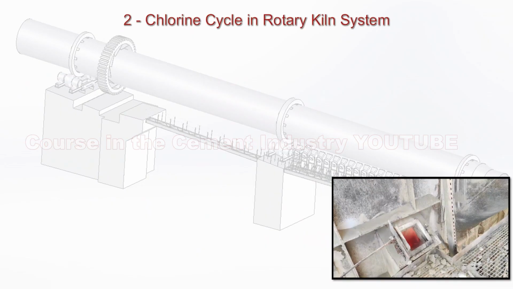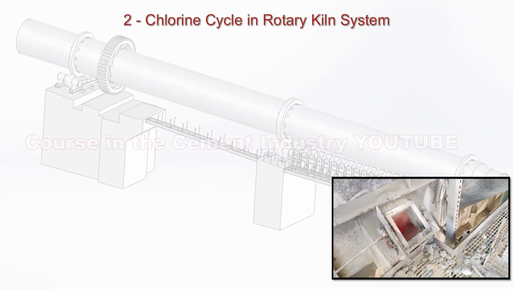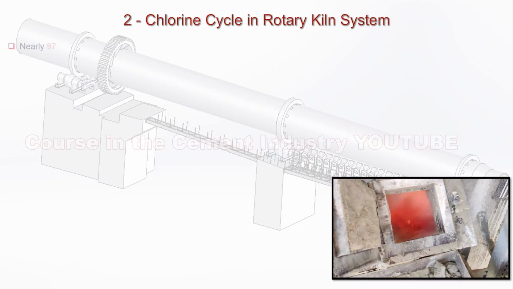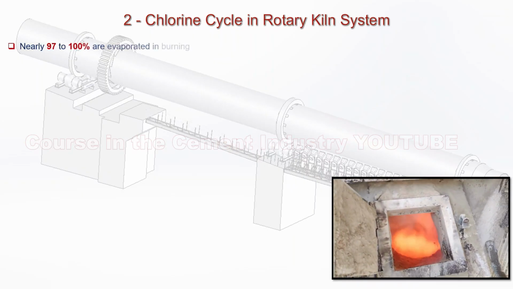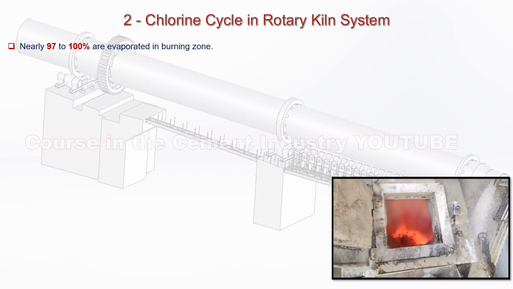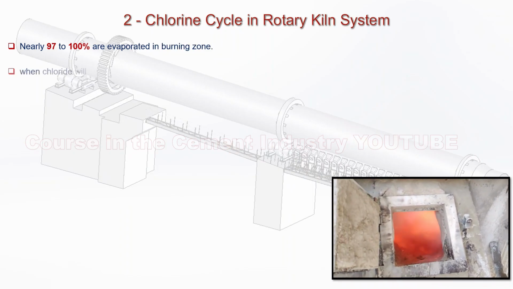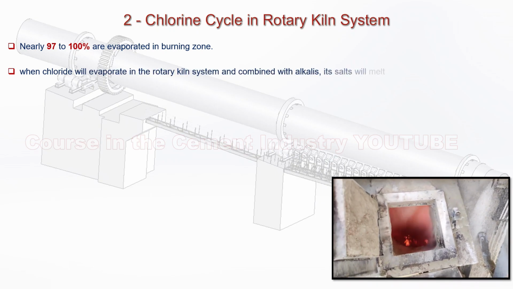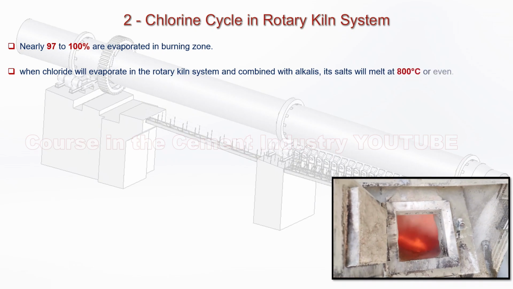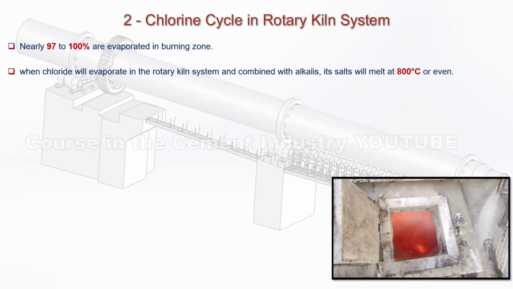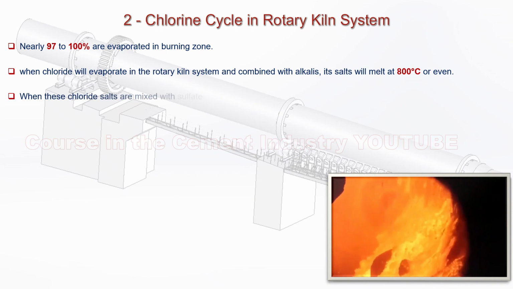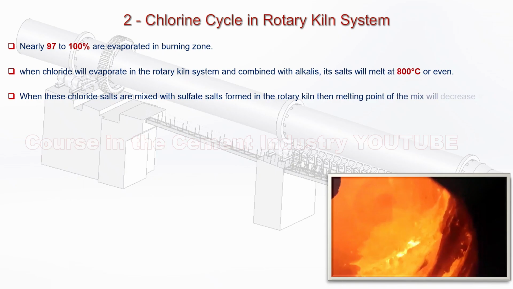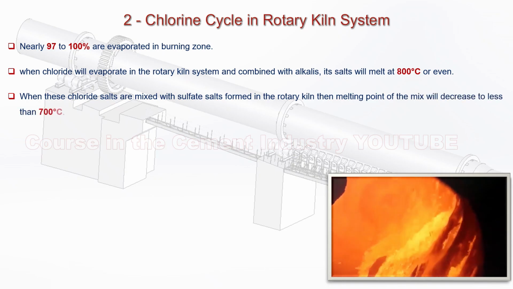2. Chlorine cycle in rotary kiln system. What happens inside a rotary kiln? 1. Nearly 97 to 100% are evaporated in the burning zone. 2. When chloride evaporates in the rotary kiln system and combines with alkalis, its salts will melt at 800 degrees C or even higher. 3. When these chloride salts are mixed with sulfate salts formed in the rotary kiln, the melting point of the mix will decrease to less than 700 degrees C.